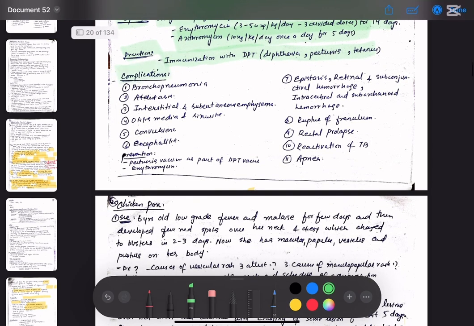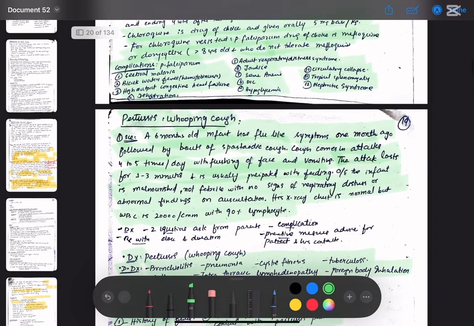And the complications are bronchopneumonia, atelectasis, interstitial and subcutaneous emphysema, otitis media and sinusitis, convulsions and encephalitis, epistaxis, retinal and subconjunctival hemorrhage, intracerebral and subarachnoid hemorrhage, rupture of the frenulum, rectal prolapse, reactivation of the TB, and apnea. The prevention is done with pertussis vaccine as part of the DPT vaccine, and erythromycin is given.